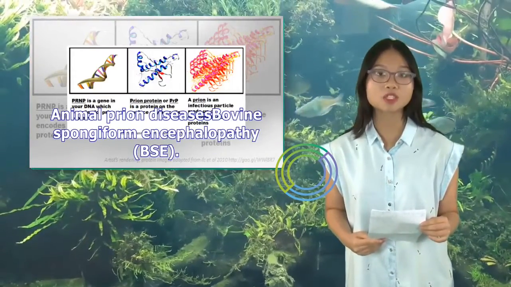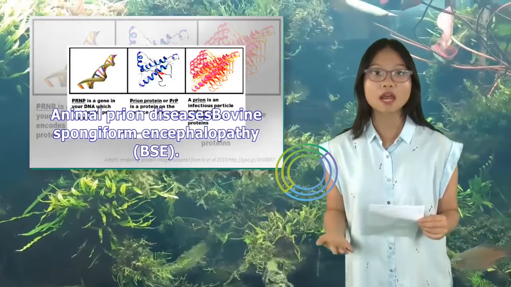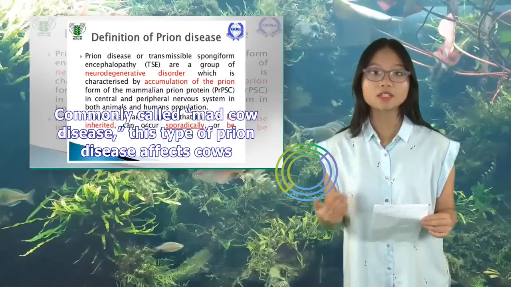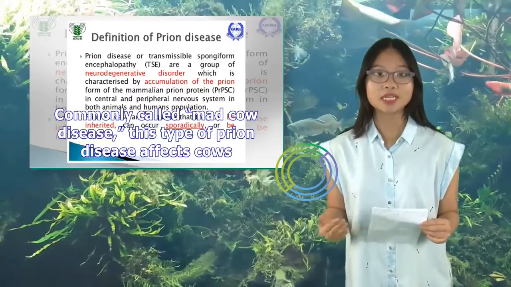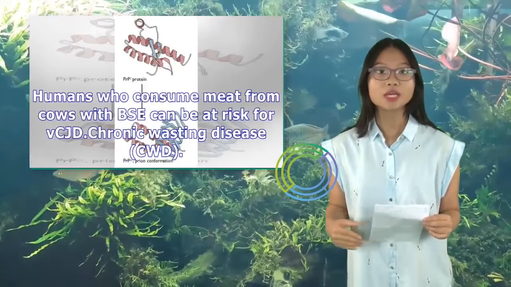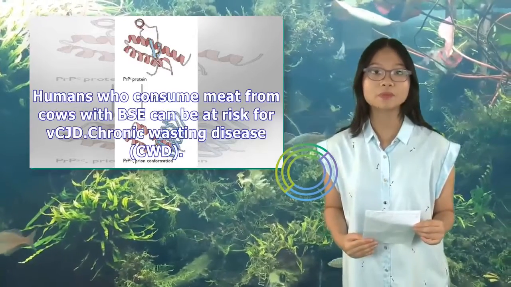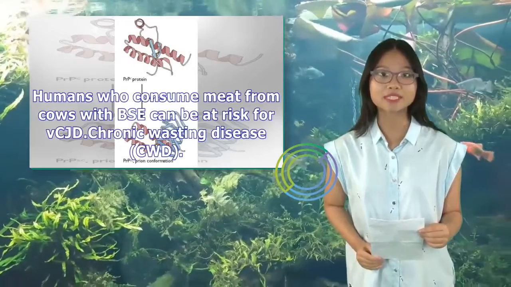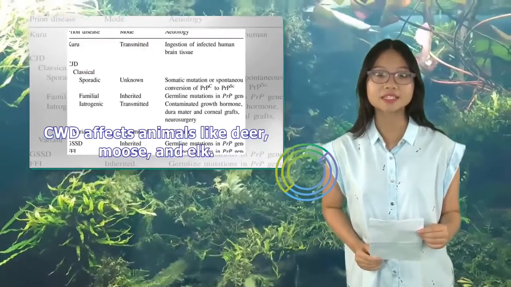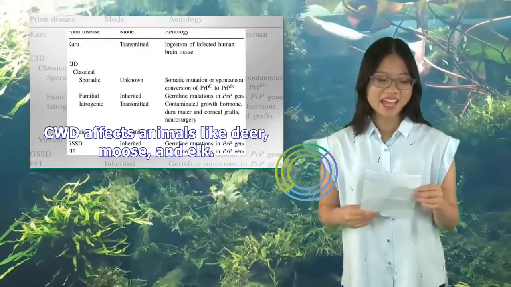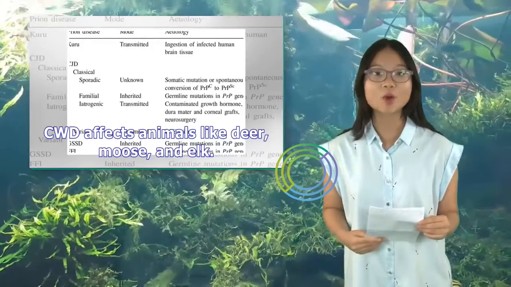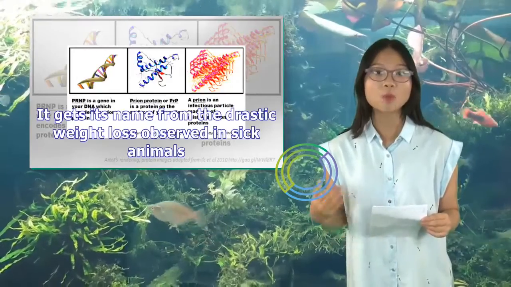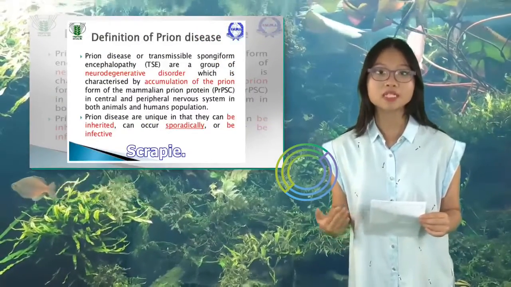Animal prion diseases. Bovine spongiform encephalopathy, BSE. Commonly called mad cow disease, this type of prion disease affects cows. Humans who consume meat from cows with BSE can be at risk for vCJD. Chronic wasting disease, CWD. CWD affects animals like deer, moose, and elk. It gets its name from the drastic weight loss observed in sick animals.